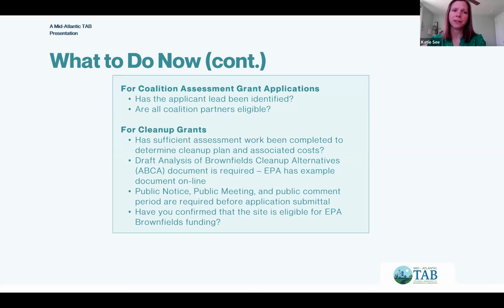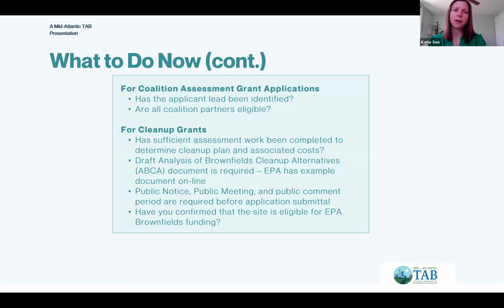Again, for cleanup grants, you have to have what's called the ABCA, or the Draft Analysis of Brownfields Cleanup Alternatives. So you need to make sure that you have a plan for that, or that you can be well on your way to that. And EPA does have examples of that. That's a critical document when you're looking to apply for a cleanup grant. And again, EPA or TAB can help you with clarification on that.